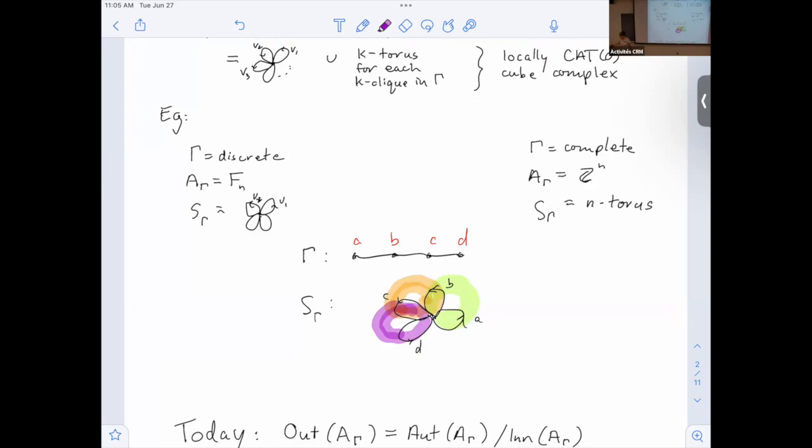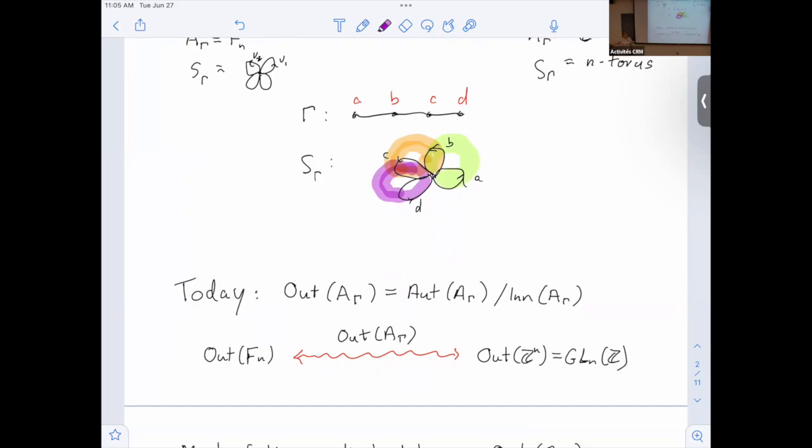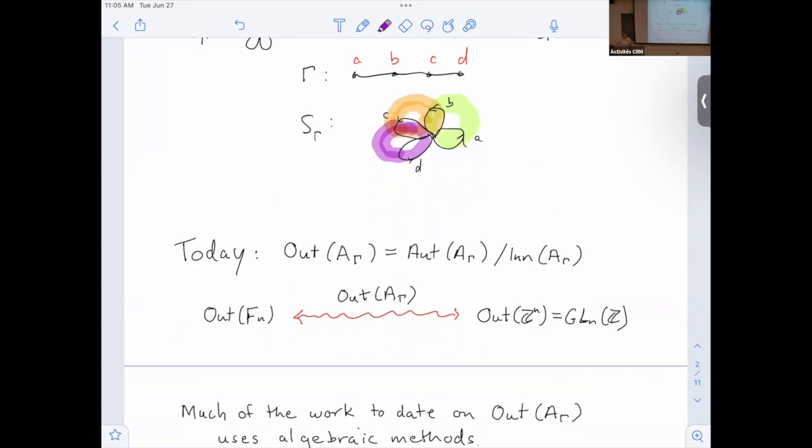So what I want to study today is the outer automorphism group of a right-angled Artin group. So what is the outer automorphism group? Well, you take the full automorphism group and you mod out by what are called the inner automorphisms. That is automorphisms given by conjugating the whole group by a fixed element. Those are boring, so we mod out by those and talk about the outer automorphism group.